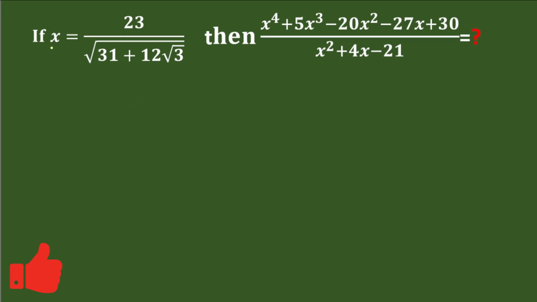Today in this session, we will solve this algebraic problem. If x is equal to 23 over square root of 31 plus 12 square root 3, then we have to find the value of x to the power 4 plus 5x cubed minus 20x squared minus 27x plus 30, and the whole expression is divided by x squared plus 4x minus 21.